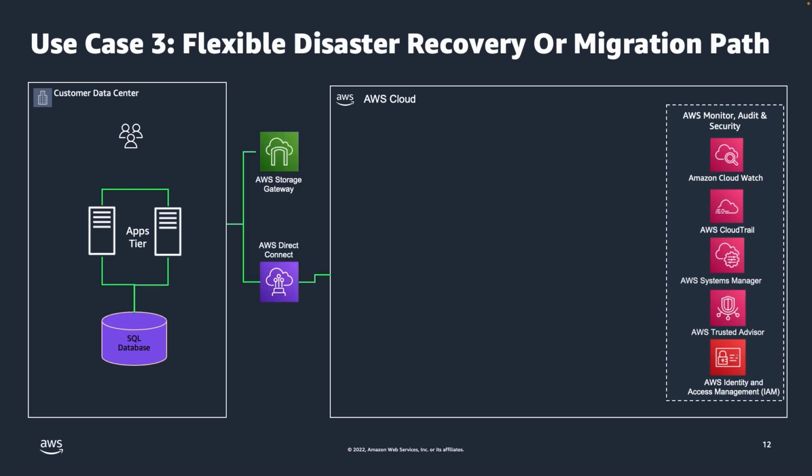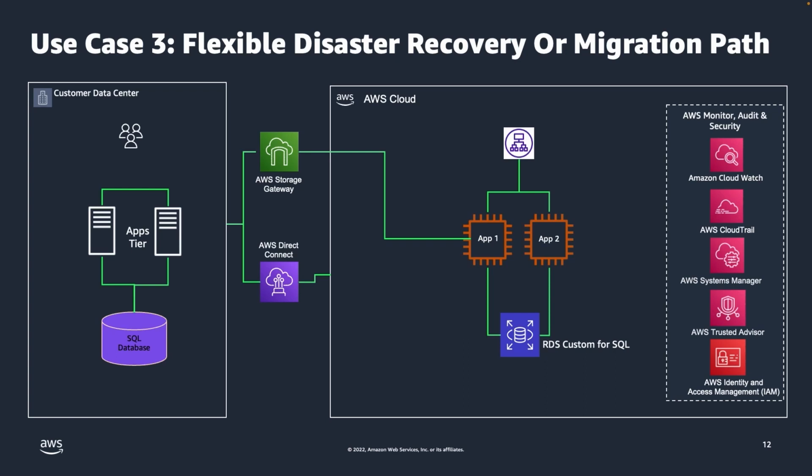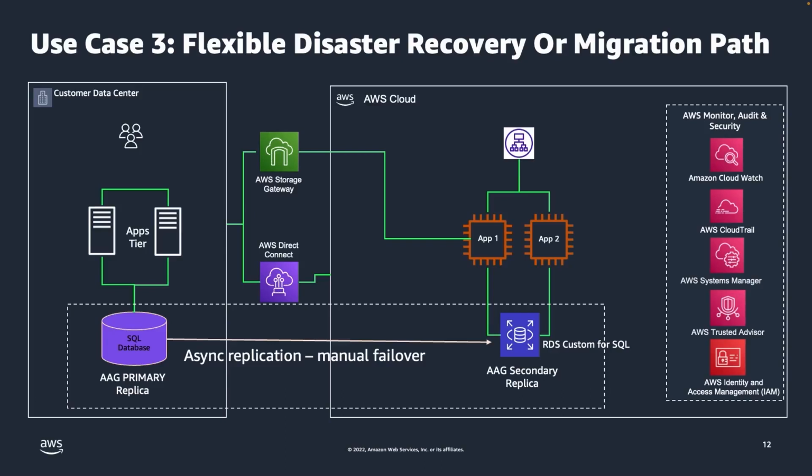So how to get started? You first set up your hybrid connectivity using AWS Direct Connect or VPN Gateway. If you need to move the database files like backups, you can configure AWS Storage Gateway, ideal for a hybrid cloud storage strategy. Then set up your target environment using RDS Custom. Configure your on-prem database as the primary replica and configure a secondary replica on the RDS Custom instance. And then configure this async replication between the two environments so you can manually fail over the database.